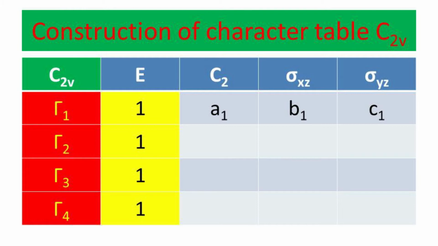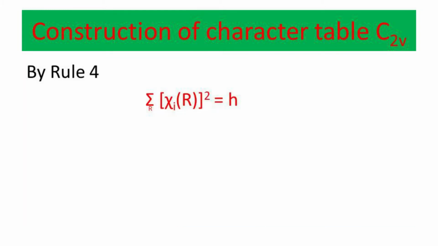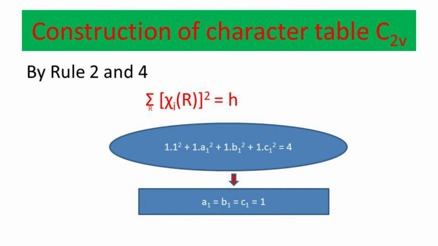Let me consider, for the first irreducible representation, gamma 1, the three unknown elements as a1, b1 and c1, because one element of that irreducible representation we already know. By rule number 4, the summation of squares of the characters for a particular irreducible representation is equal to h. I want you to always consider this rule in combination with rule number 2, because if we consider any class where many members are there, then every member will have the same character. So its multiplicity, the class order, should be considered.